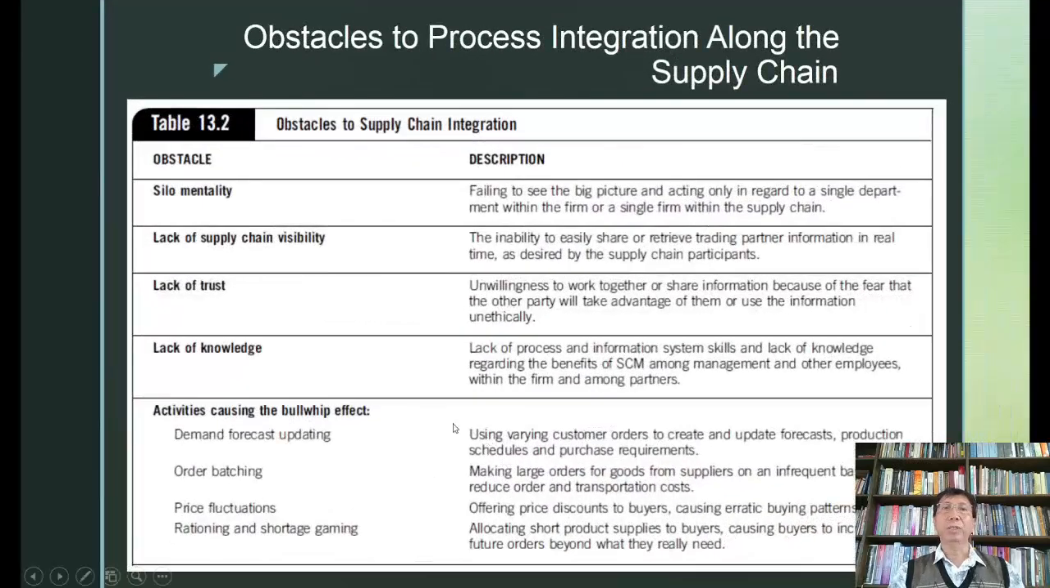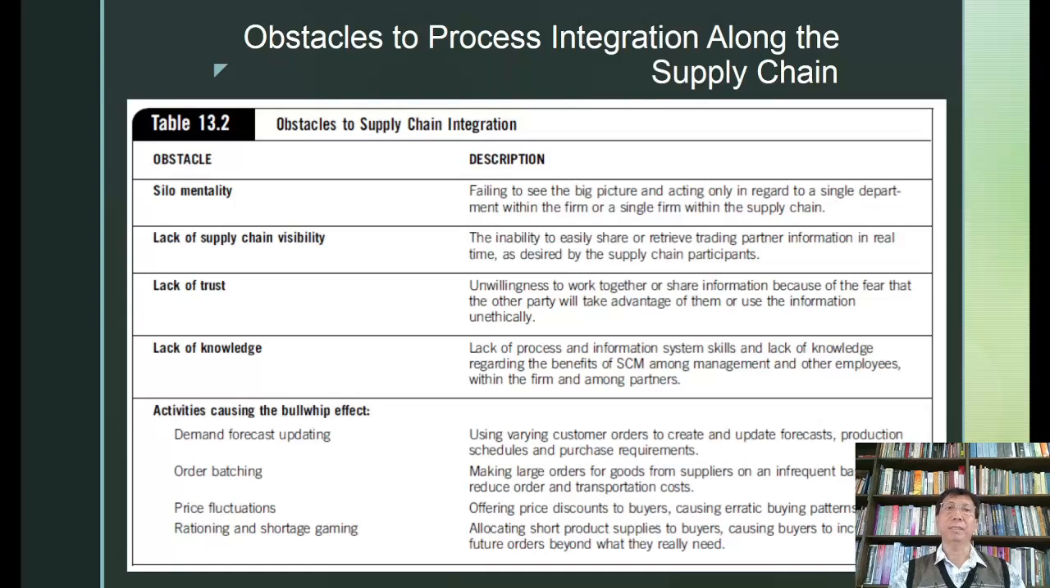Now, we go to the obstacles to process integration along the supply chain. Of course, to achieve integration along the supply chain, we must face the obstacles and solve these problems in the process integration.